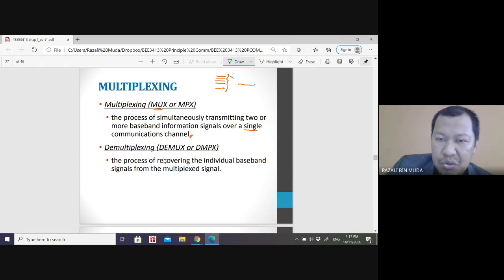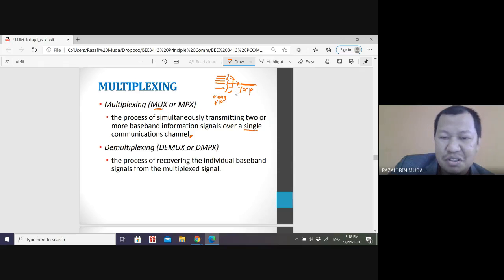So what you do is combine these channels into one cable, one channel. So you can see here many inputs but only one output. So this is the process of multiplexing: combining or transmitting two or more baseband information signals over a single communication channel. So this is the baseband, and this is the channel. Can you see that?